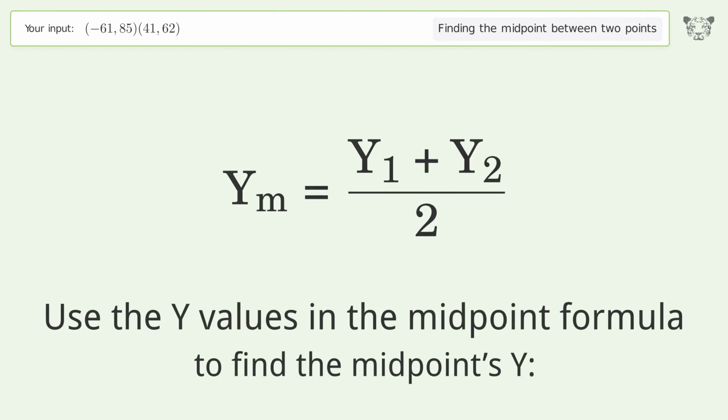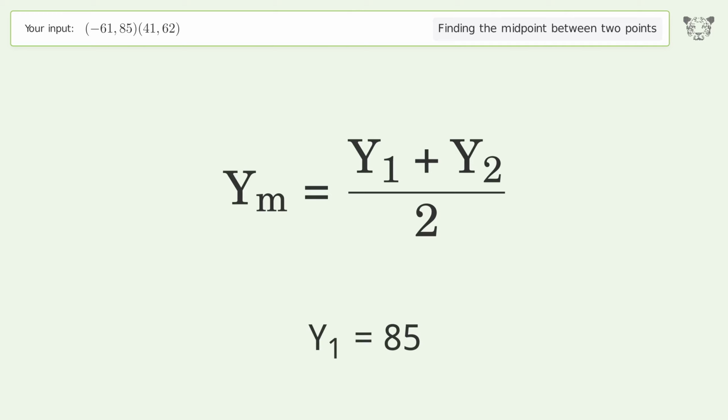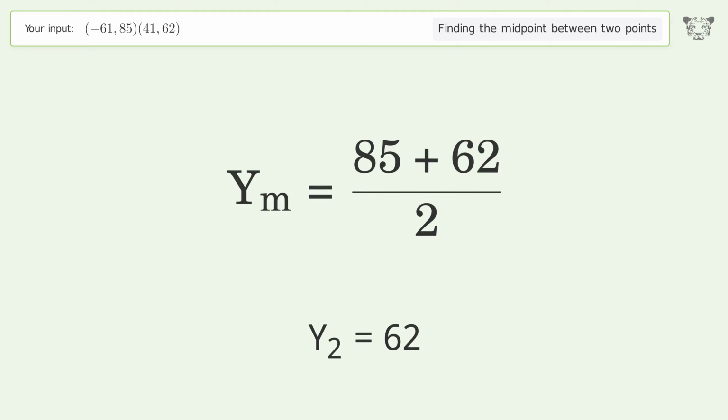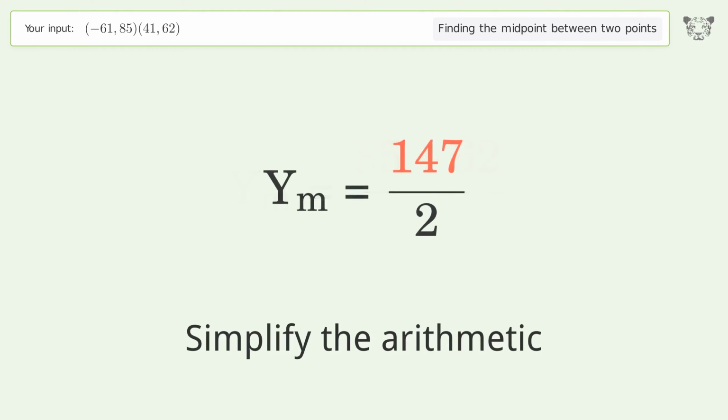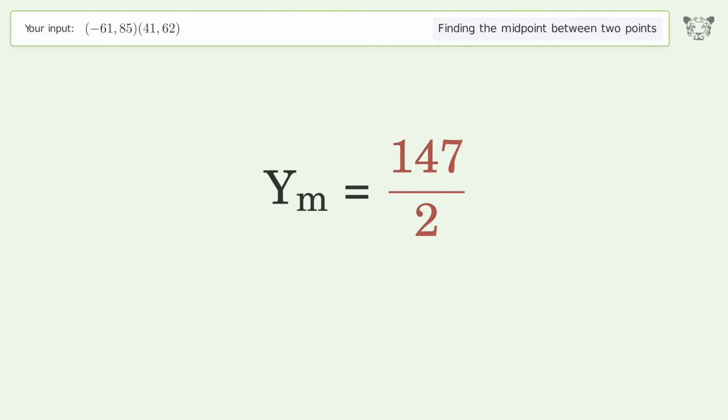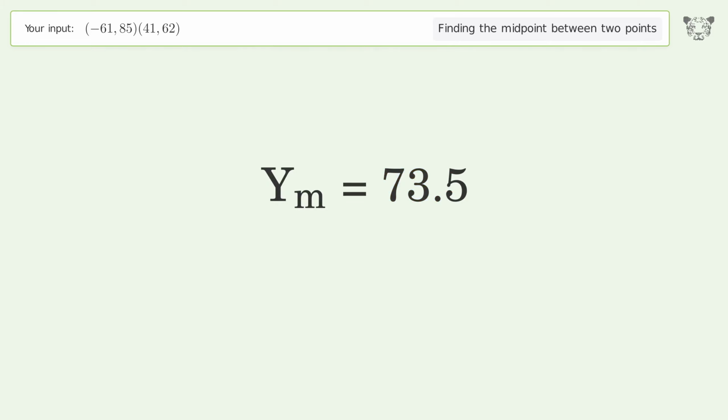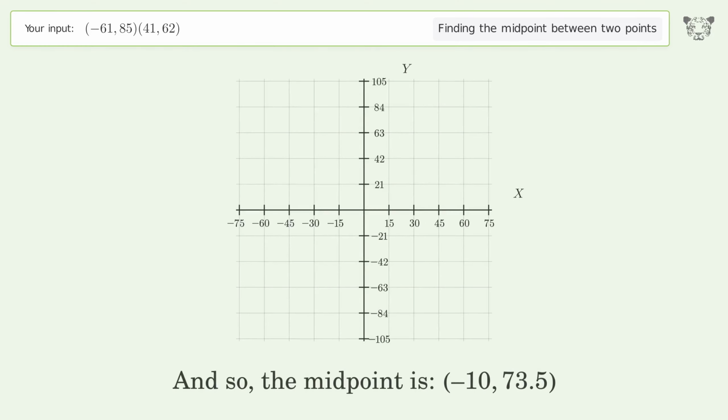Use the y values in the midpoint formula to find the midpoint's y. y1 equals 85. y2 equals 62. Simplify the arithmetic. And so, the midpoint is -10, 73.5.